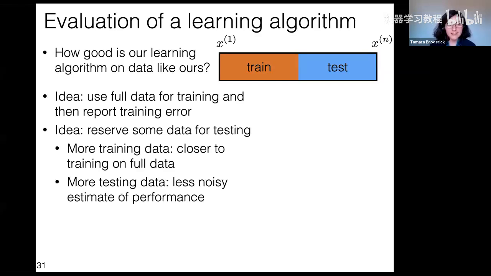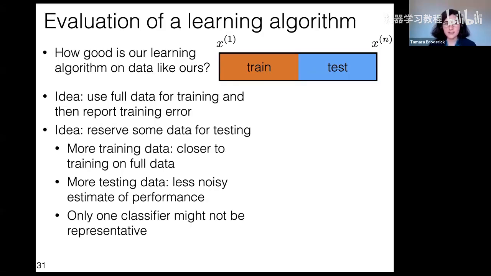On the other hand, if we have more testing data, we have a better estimate of performance for what we're looking at. The extreme version of this is, suppose I test on one data point, I can only get a testing error of 1 or a testing error of 0. And so that's just very noisy. I don't really get a sense of what the testing error of my method really is.